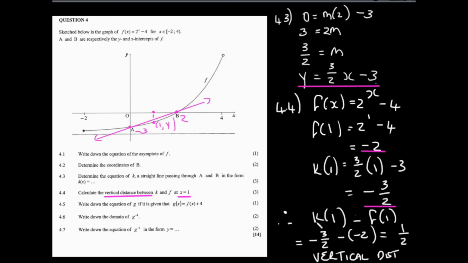So we need to say k of 1 minus f of 1, and that will give us our vertical distance. And we'll see on the next page that our vertical distance is a half.